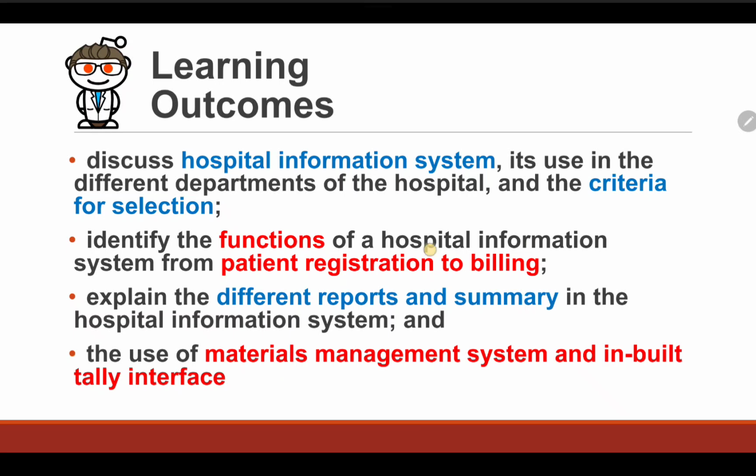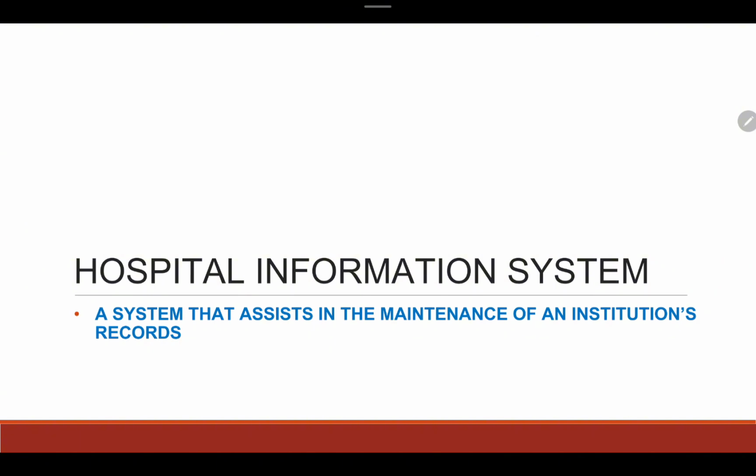Let's start. HIS, or your Hospital Information System, is a system that assists in the maintenance of an institution's record. Remember, guys, that healthcare plays a vital role in a society, and people expect efficiency from healthcare providers and health institutions, which face the challenge of handling the numerous patients that seek their services. So it means that since we have lots of patients in a hospital, you need a system that will keep track or maintain all the records in that particular hospital. Proper management of clinical and operational records is therefore necessary.